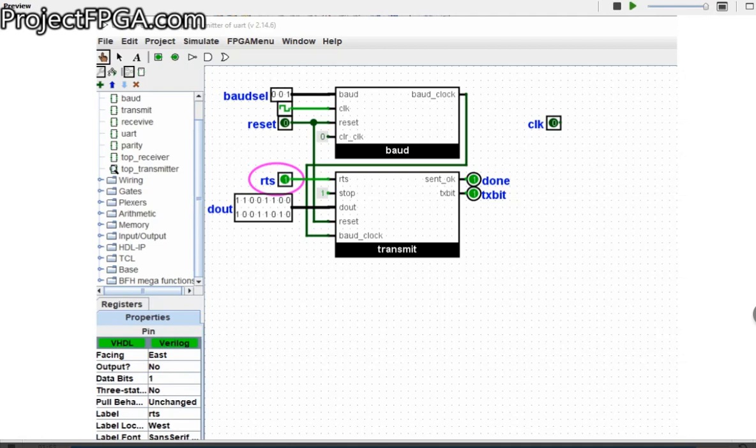So in our next lesson, we are going to dive into the transmitter and see what circuitry is contained inside it. And we will also write the VHDL code. Next.